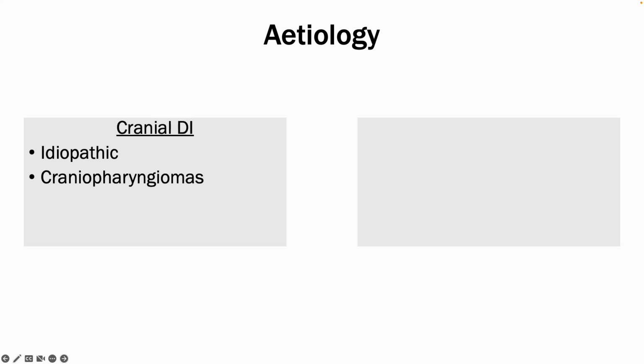In terms of the etiology, cranial diabetes insipidus is often idiopathic, so no exact cause can be found. However, tumors such as craniopharyngiomas can cause it, as well as pituitary surgery or radiotherapy to the area, which causes damage to the pituitary, and hemochromatosis. Again, this is all due to the fact that the pituitary produces ADH or vasopressin, and when it's damaged, the production ceases, which is why you get the symptoms.